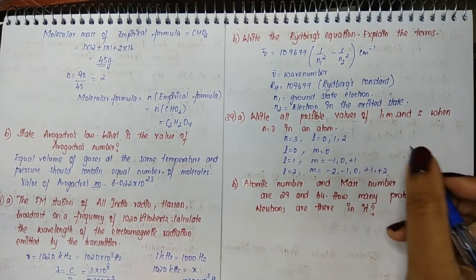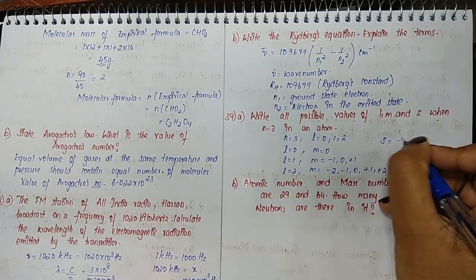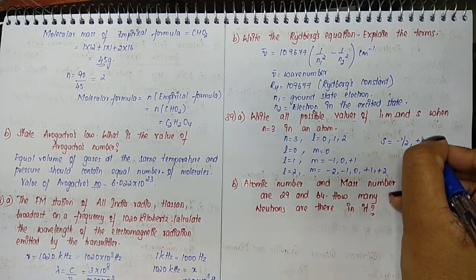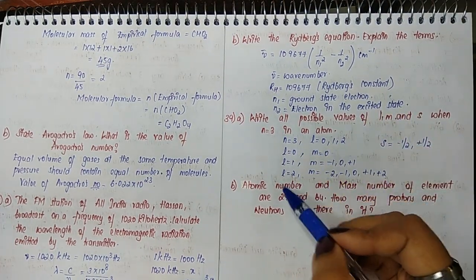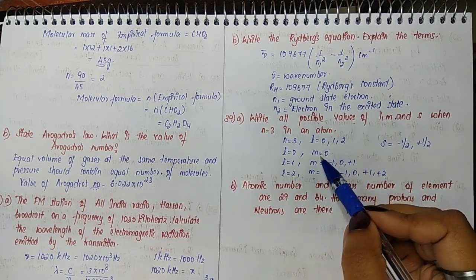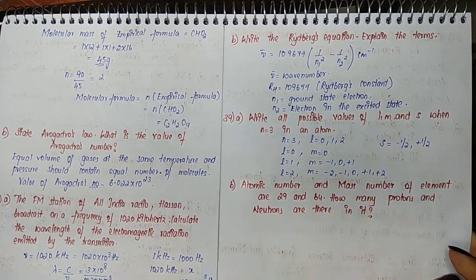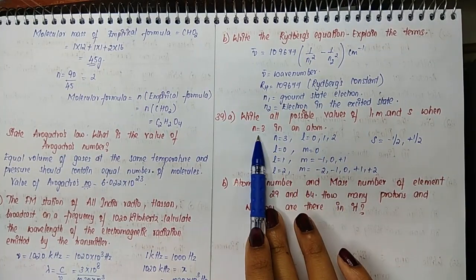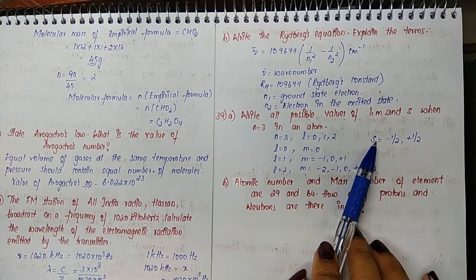We need to find what is the S value, which is basically the spin of an electron, and that will be minus half and plus half. So when an n value is given, you find L, and from the L value you need to find out M and you get the S value. So this way you can solve any problem related to principal quantum number to find out azimuthal, magnetic or spin quantum number.